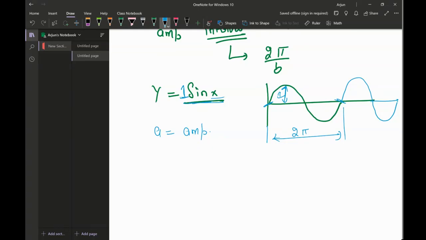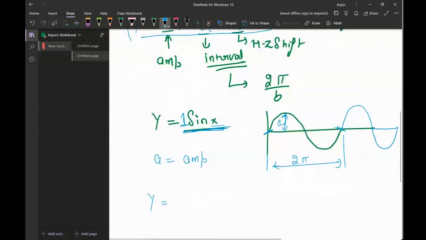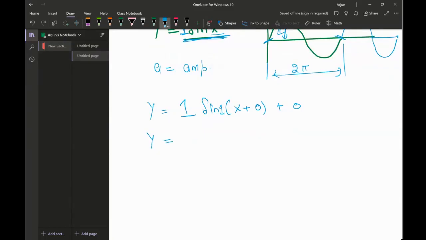If I have to write the sine x equation in this format, I'm going to write 1 sine 1 x plus 0 plus 0. That will be the standard comparison for a sine bx plus c plus d. So the a value will become 1, the b value will become 1, the c value will become 0, and the d value will become 0.